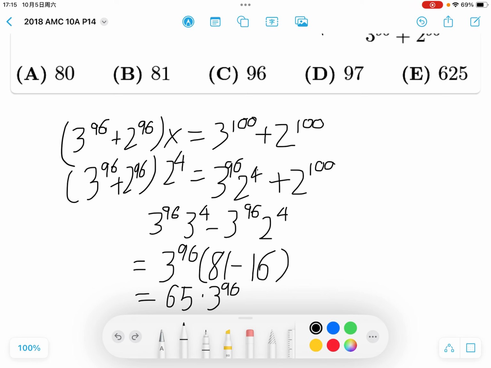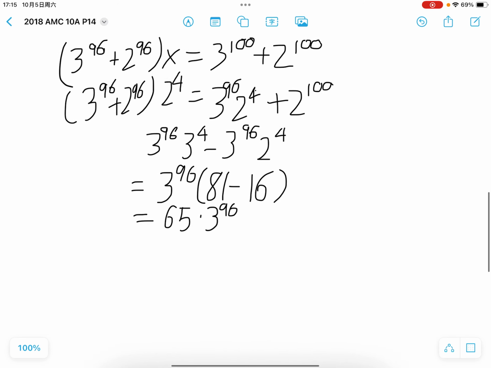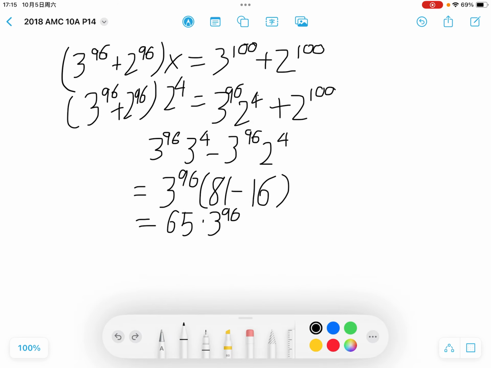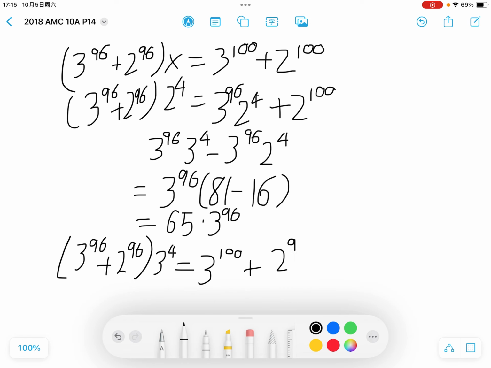It's too small. Now what if I wanted to make 3 to the power of 96 become 3 to the power of 100? Then x should be 81, or 3 to the power of 4. If we multiply our denominator, 3 to the power of 96 plus 2 to the power of 96, by 3 to the power of 4, we get 3 to the power of 100 plus 2 to the power of 96 times 3 to the power of 4.